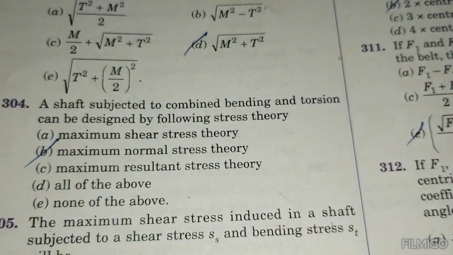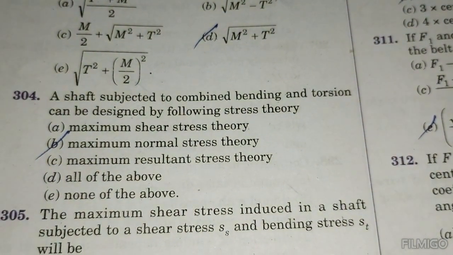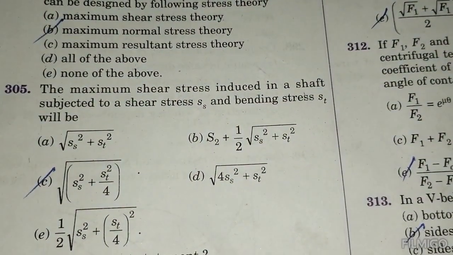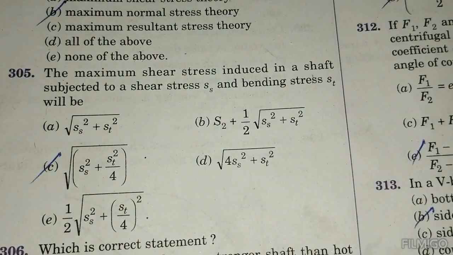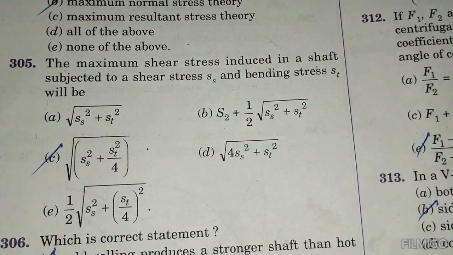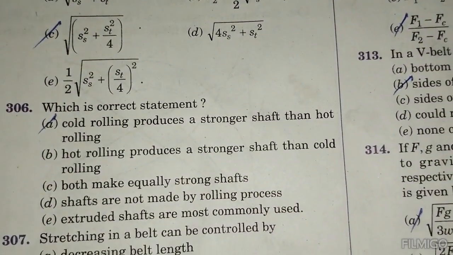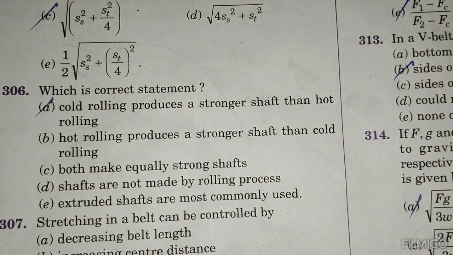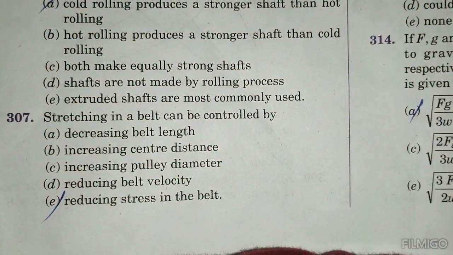A shaft subject to combined bending and torsion can be designed by the following stress theory: maximum normal stress theory. The maximum shear stress induced in a shaft subjected to shear stress SS and bending stress ST will be root of S square plus ST square by 4. Which is the correct statement? Cold rolling produces a stronger shaft than hot rolling. Stretching in a belt can be controlled by reducing stress in the belt.